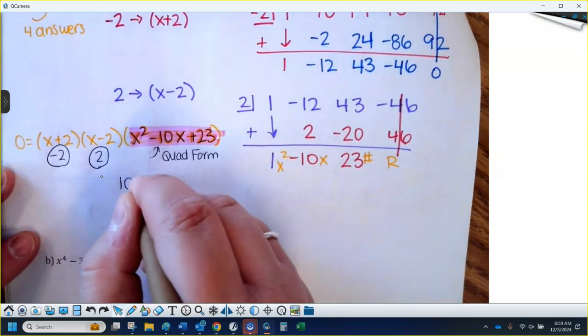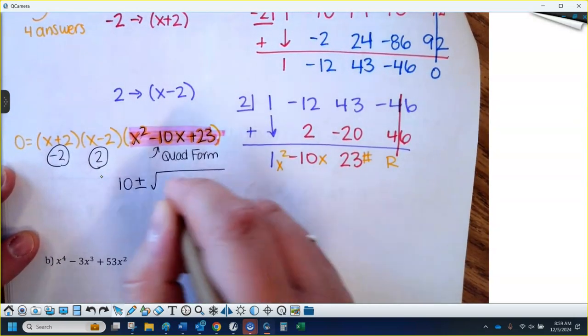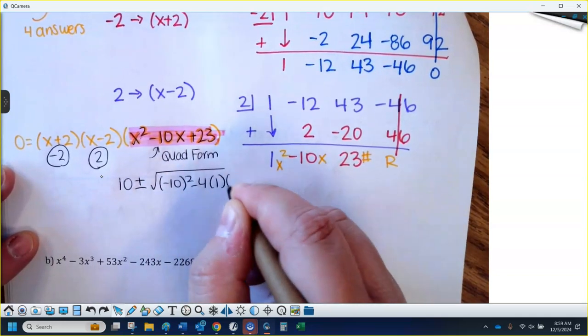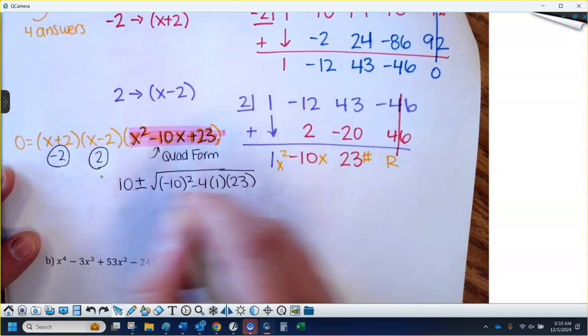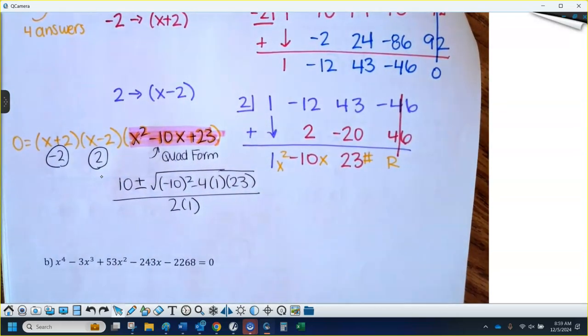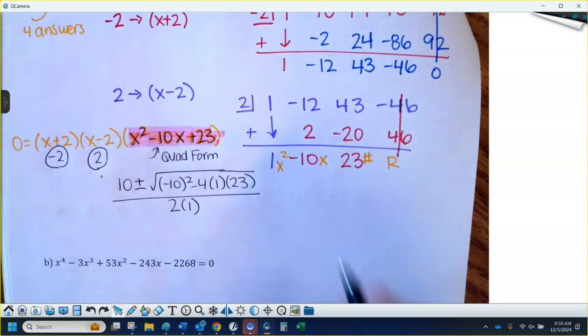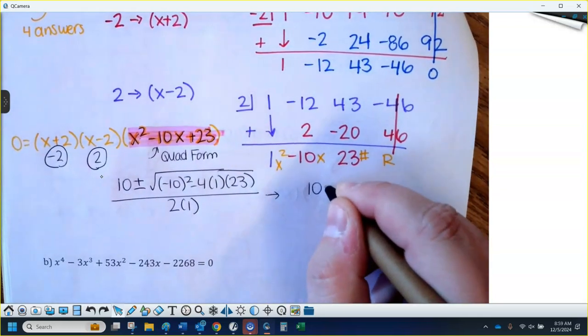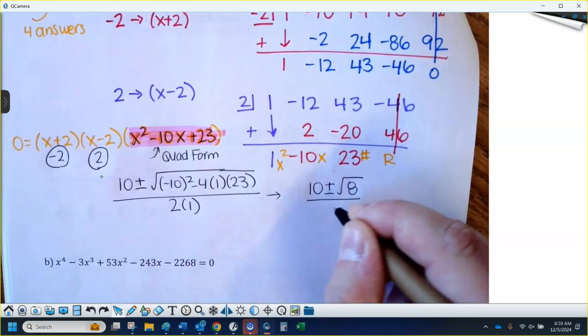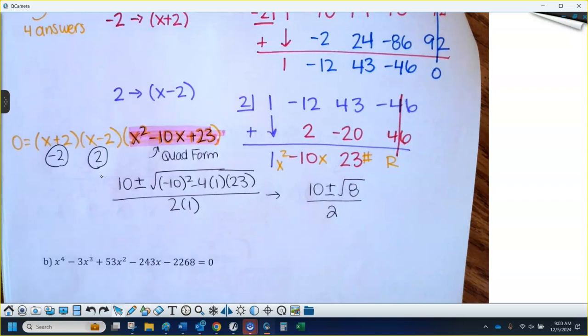So opposite of b there would be +10 plus or minus square root of -10 squared minus 4 times 1 times 23. Everybody over 2a, so just 2 times 1. Let's figure out what's under that square root. I got 10 squared minus 4 times 1 times 23. And so I get 10 plus or minus, I just ended up with 8 under my square root here, and then that was over 2.